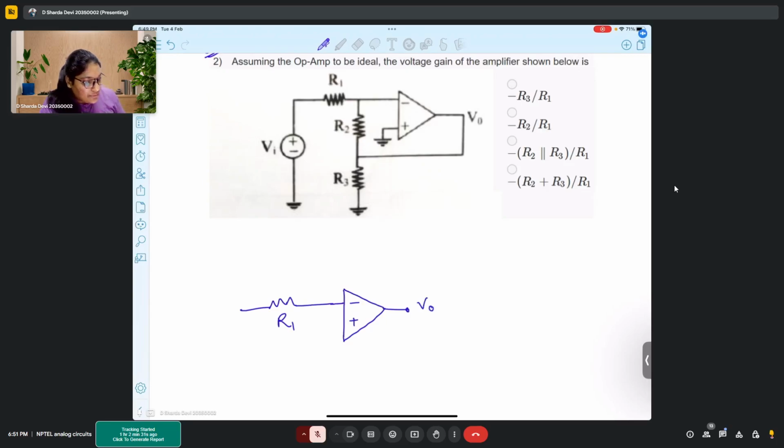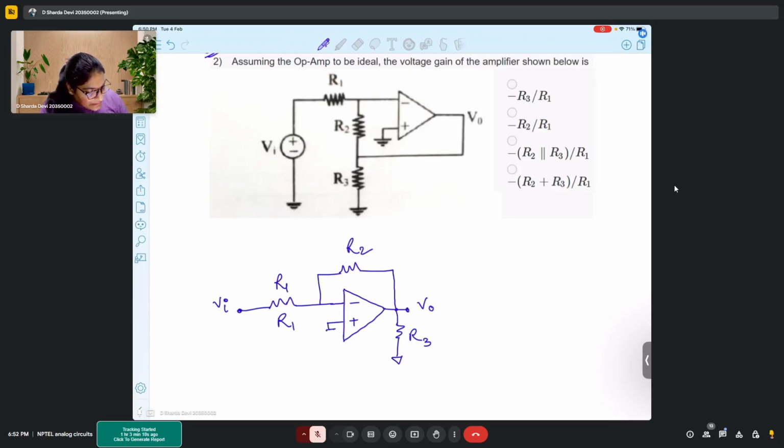Always try to draw the circuits in a way that you identify them. It makes solving the problem much easier for you. So always try to redraw the circuit according to the way you understand it. Now see here, R2 is connected between the negative terminal and V out, so basically R2 is your feedback resistor. R1 is here. Now what about this R3? R3 is a load resistor, which is connected between V0 and ground.